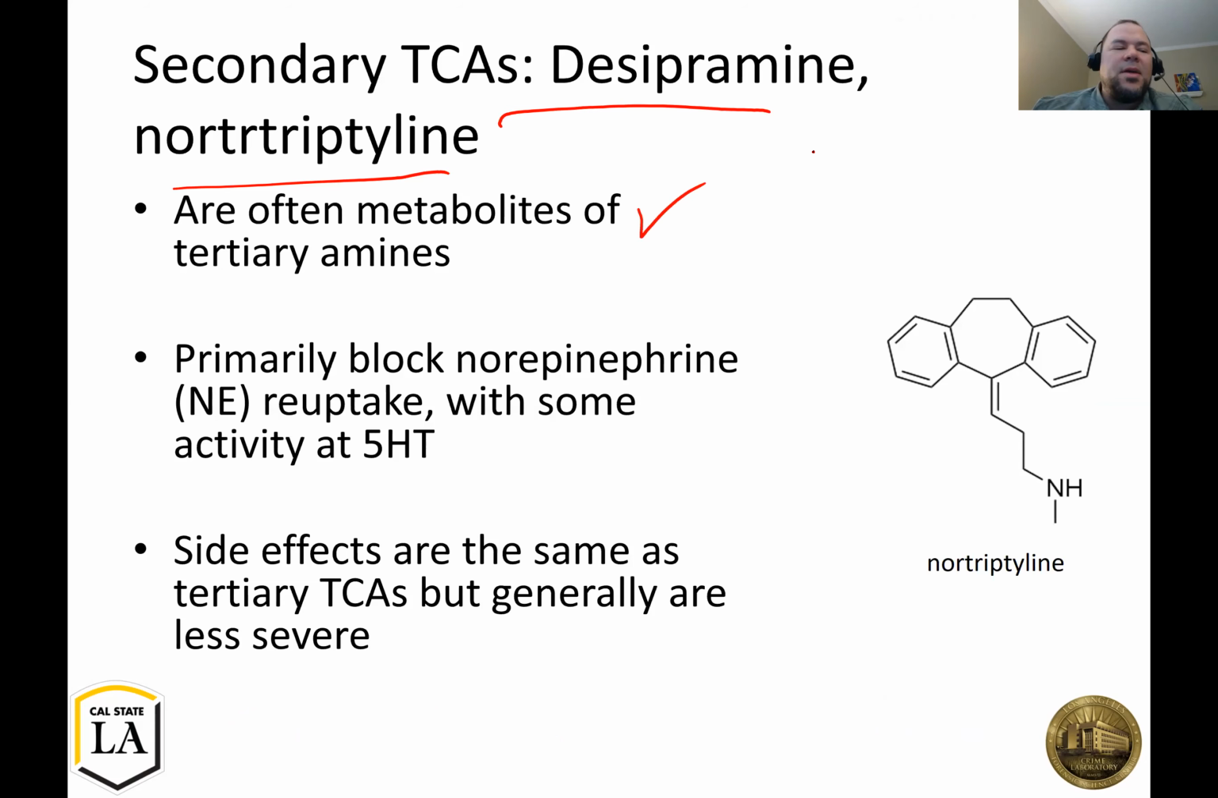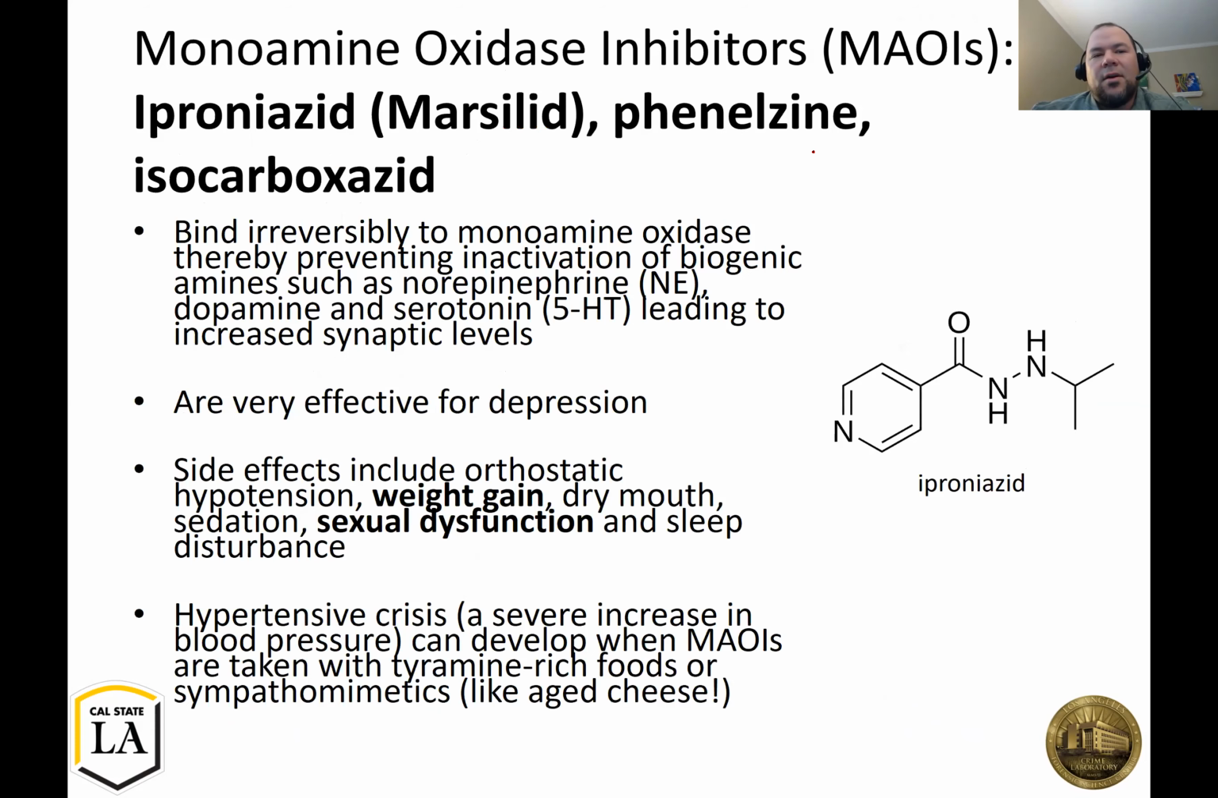They primarily block the reuptake of norepinephrine with some serotonin activity. Side effects are generally the same, but sometimes less than the class we just described. So a better use profile there.